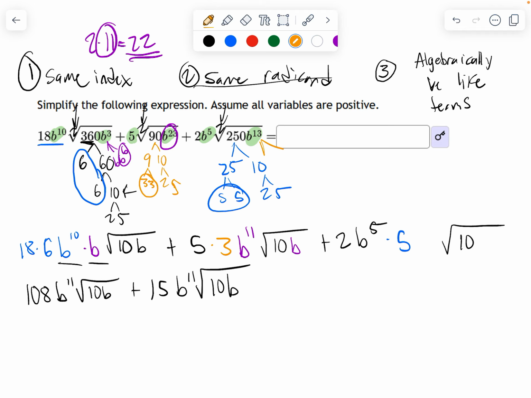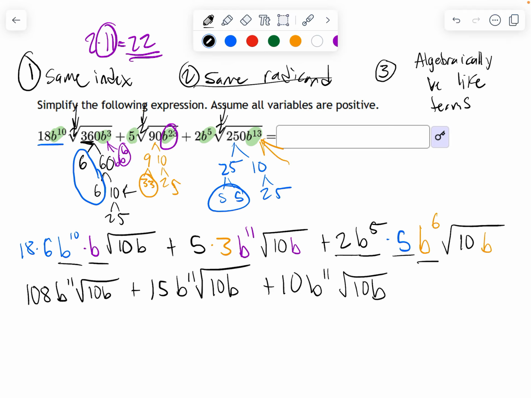Now we have a b to the 13th chilling right there. How many pairs can I make with 13 b's? Well, I can form 6 pairs, right? 6 times 2 would be 12, so that would use 12 of the 13 b's, so there would be 1 b left inside. So that means my next one will be 2 times 5, so plus 10. 5 b's times 6 b's is 11 b's, square root 10b.